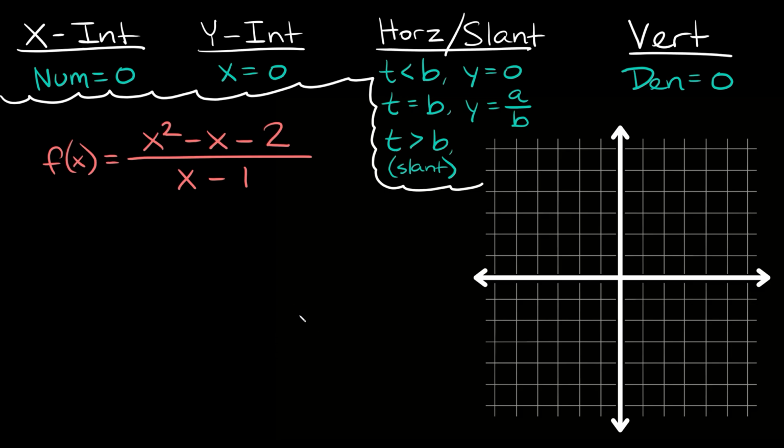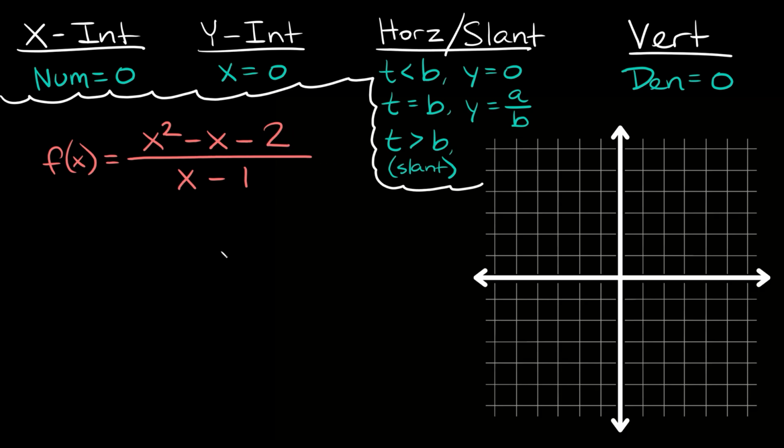So in this video, I'm going to teach you how to graph rational functions that have slant asymptotes. I'm going to teach you how to find the intercepts, the asymptotes, and the domain and range. The example that we're going to cover right here is f of x is equal to x squared minus x minus 2, all over x minus 1.